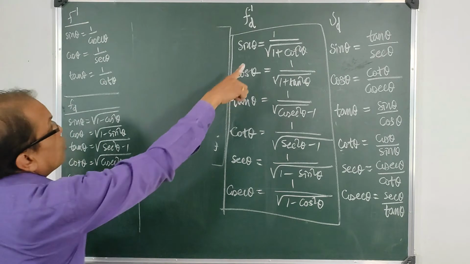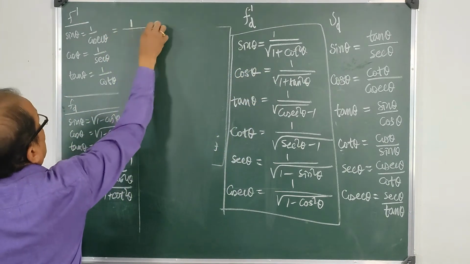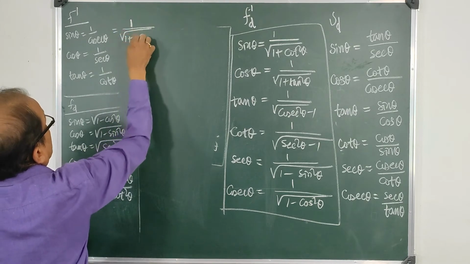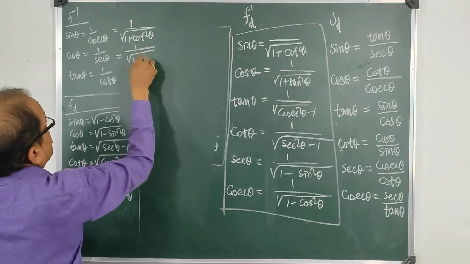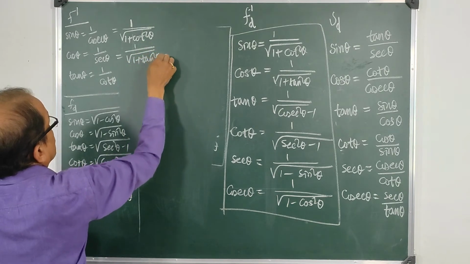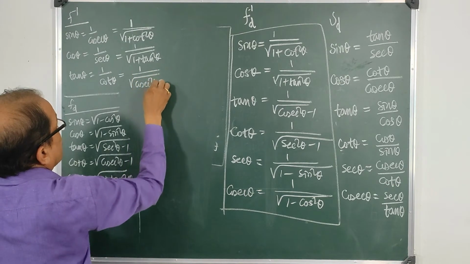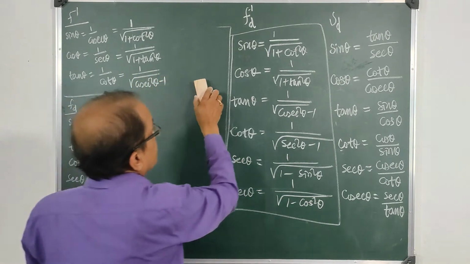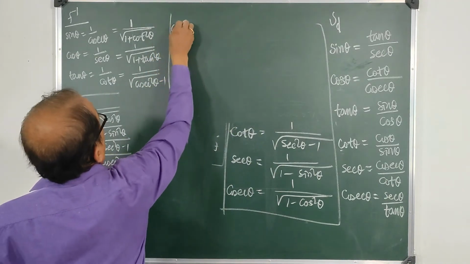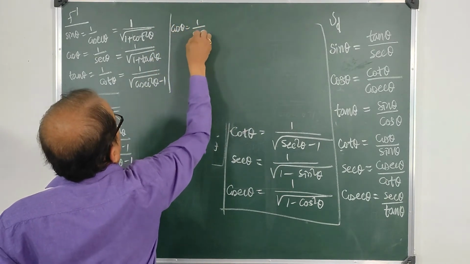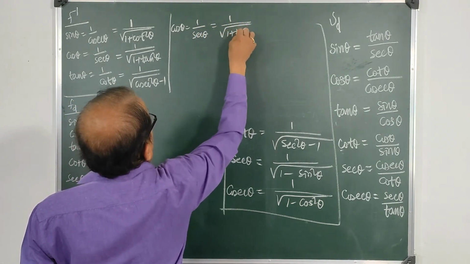Then using the formula derivatives, this thing can be 1 upon root over 1 plus cot square theta. This one is 1 upon root over 1 plus tan square theta. And this one is 1 upon root over cosec square theta minus 1. And the remaining 3 will be: cos theta is equal to 1 upon sec theta, which is 1 upon root over 1 plus tan square theta.